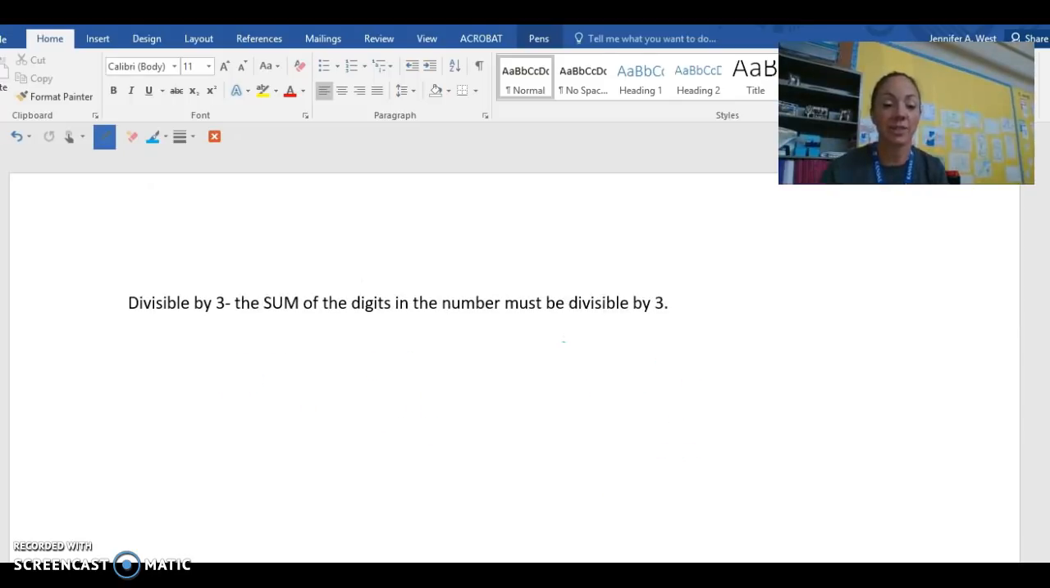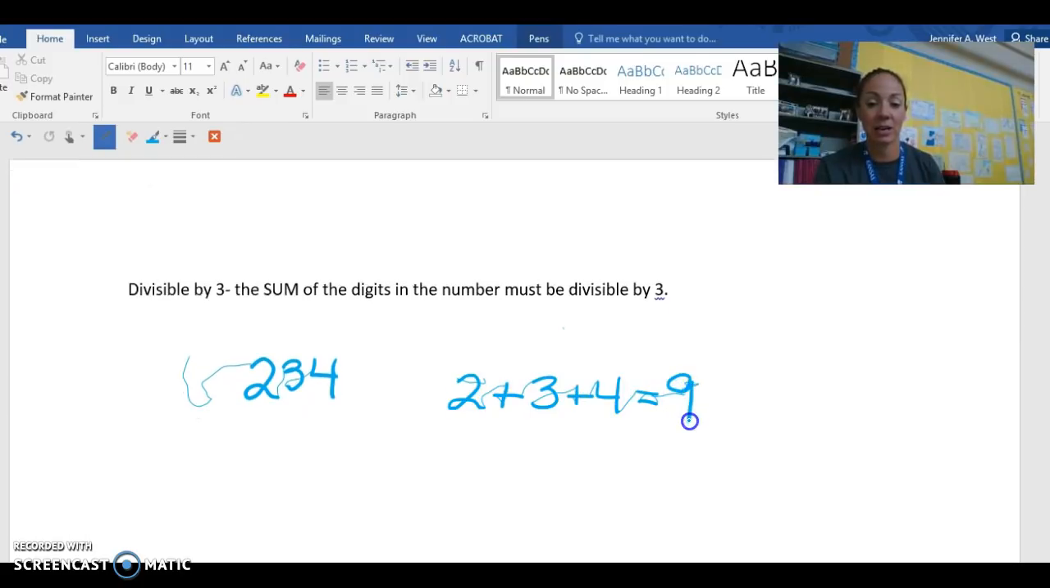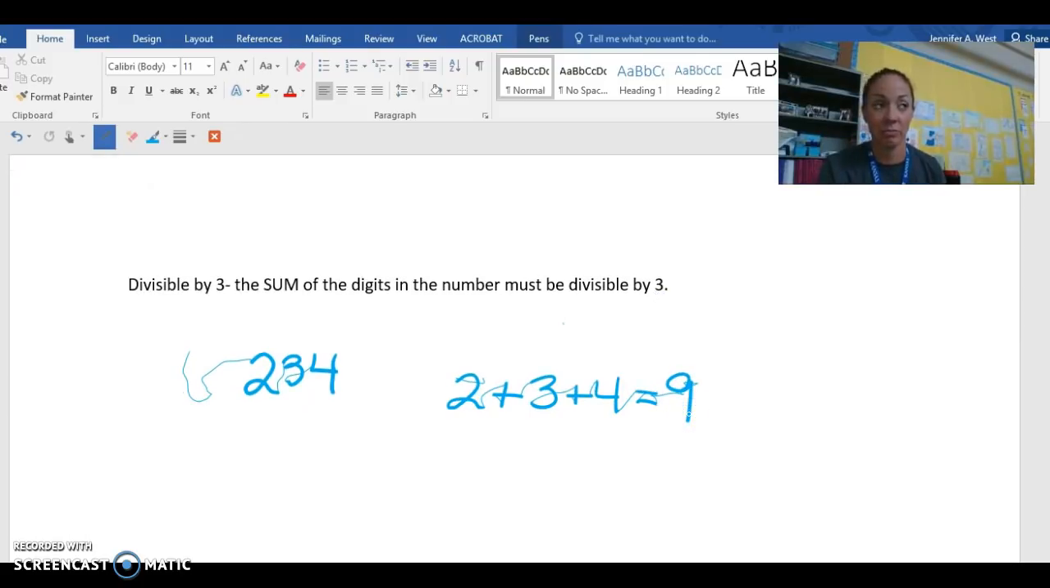All right, our next divisibility rule is for numbers that can or cannot be divisible by 3. In order for a number to be divisible by 3, the sum of the digits in the number must be divisible by 3. Sounds kind of weird, I know, but I'll show you what I mean. So let's say we have the number 234. Well, if you add 2 plus 3 plus 4, you get 9. Is 9 divisible by 3?